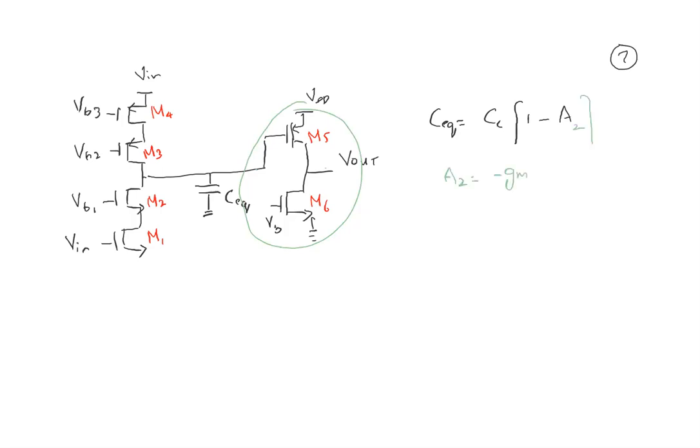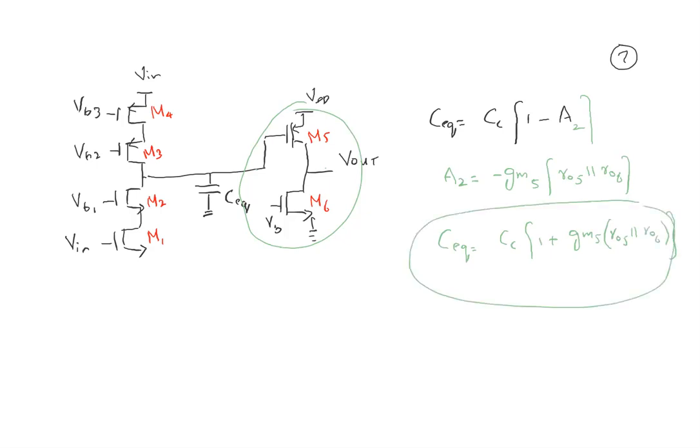Minus GM5 times RO5 in parallel with RO6. So C equivalent will be equal to CC times 1 plus GM5 RO5 in parallel with RO6. So this is the C equivalent. The capacitance of this node is enhanced by this amount, and we can easily make the system either more stable or even stable if it was not stable.